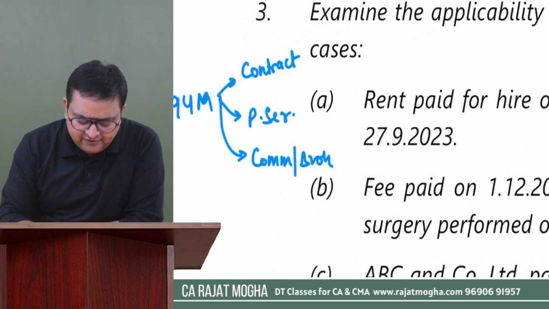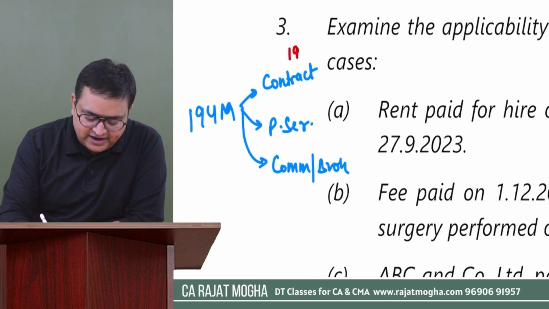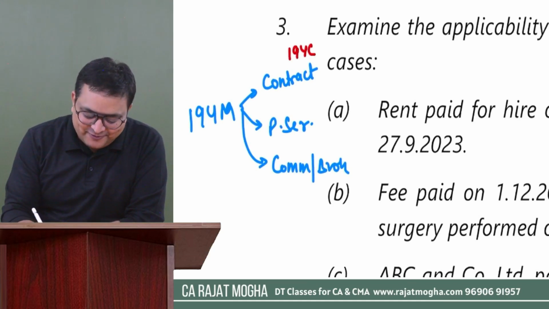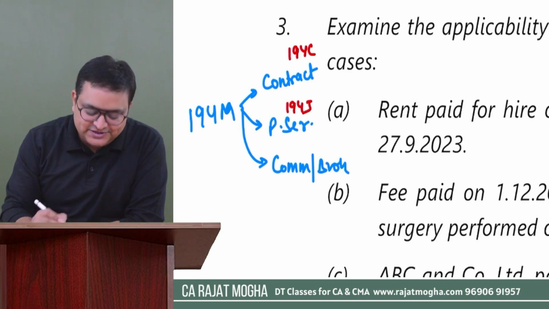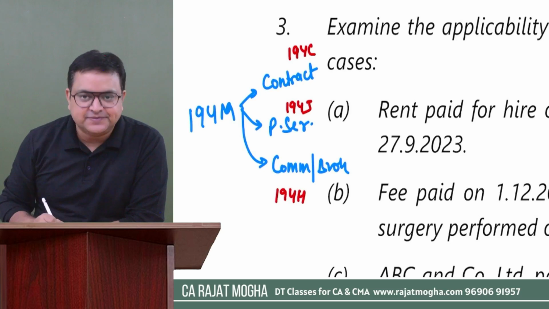So we know that we have specific sections for contract. Which section do you have for contract? So we have 194C. For professional services, we have 194J. For commission and brokerage, we have 194H. Correct.